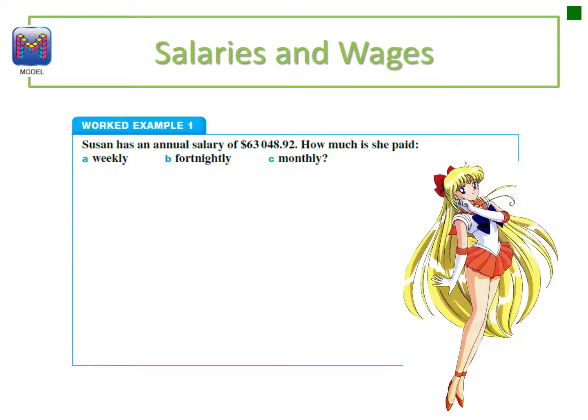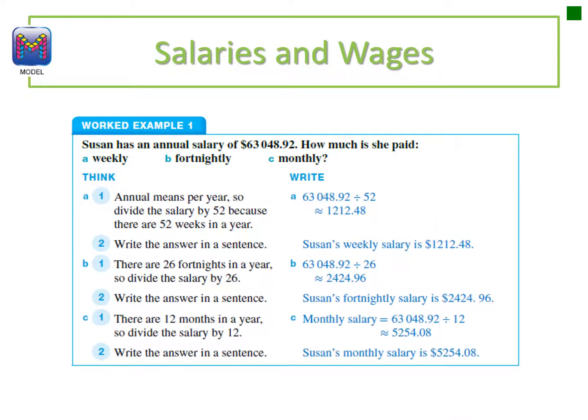Let's have a look at some examples. Susan's got an annual salary. Annual means a yearly salary of just over 63,000. How much is she paid? We are going to divide this amount by how many weeks there are in a year, how many fortnights there are in a year, and how many months there are in a year. There's 52 weeks, 26 fortnights, or 12 months. Let's have a look at the solution. So, divide by 52 weeks.